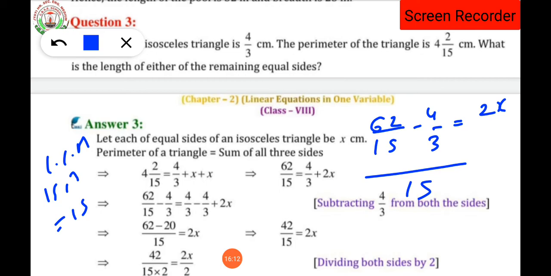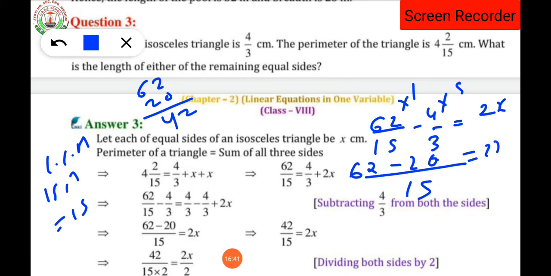Okay, so 15 comes in the table of 15 how many times? 2. That 15 comes in the table of 15 how many times? 1. That 1 will be multiplied with the numerator 62. In the same way, 15 comes in the table of 3 how many times? 5 times. That 5 will be multiplied with numerator 4. So 4 5 is 20. Isn't it? Now 62 will be subtracted with 20. Get the answer as 42.